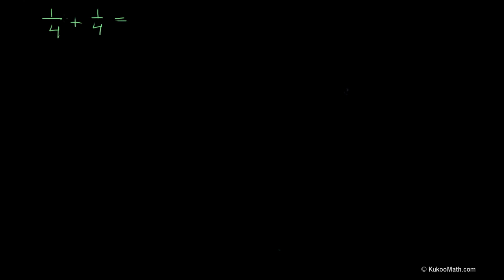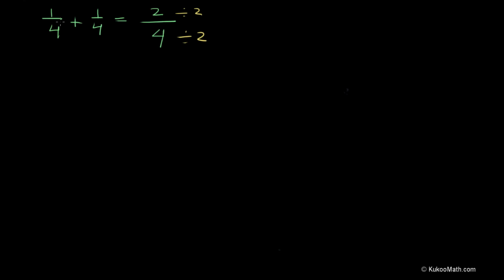So what we're going to do is add the numerators, so 1 plus 1 is equal to 2, and then carry over the bottom, which is 4. Now, if you see 2 over 4, you'll notice that we can simplify this. And we're going to simplify it the way that we learned in previous videos. So we can just divide the top and the bottom by the same number. And in this case, we're going to divide both the top and the bottom by 2.